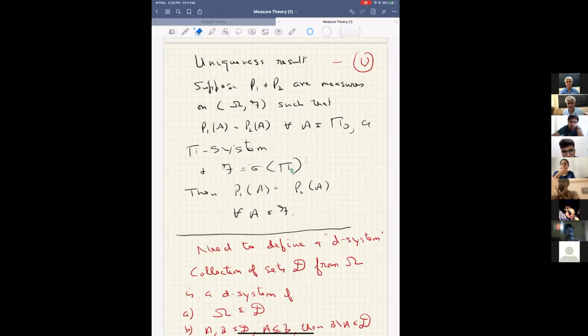So suppose P1 and P2 are measures on omega, and so Shantanu, will you be turning your camera on? If you can, it'll be a good idea. If you can't, that's fine.